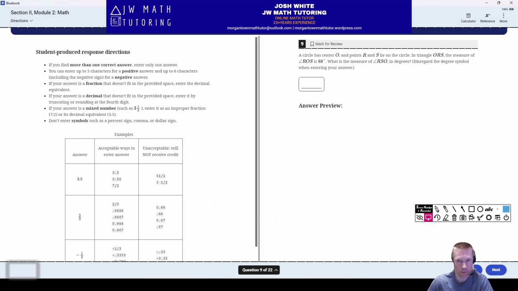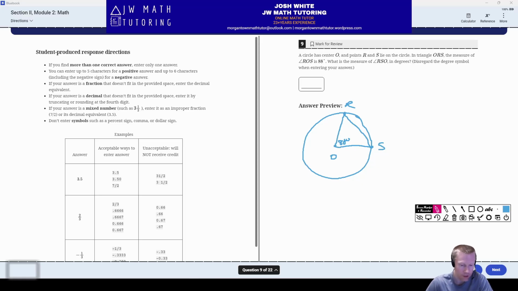All right, next up, question number 9. This one, I believe, is also a repeat question from the previous practice test. So you have a circle. You have its center here, O. We have R. We have S. And we have a triangle ORS. So we can just connect these. The measure of ROS, which is this angle right here, is 88 degrees. What is the measure of RSO?